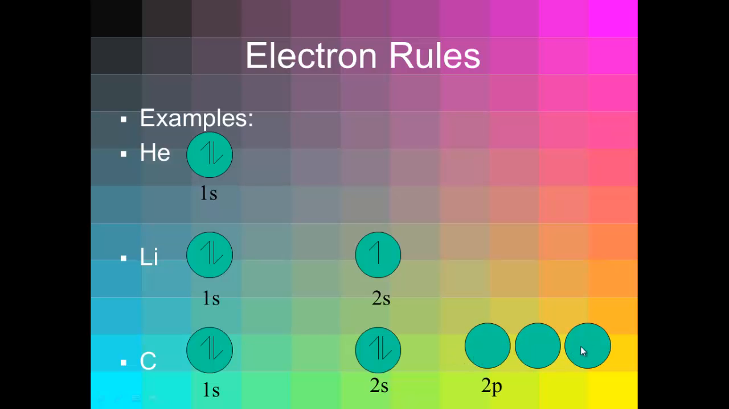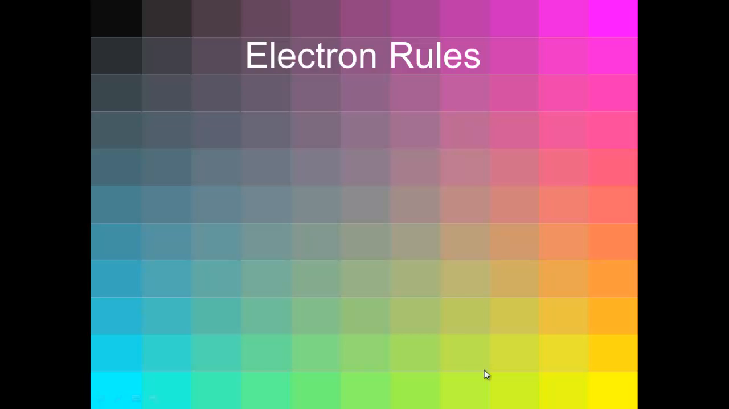Remember, there are 3 houses on P Street, so we have 3 orbitals here. And we need to spread the electrons out before we pair them up. So 1, 2. And this is the orbital diagram. This whole thing here is the orbital diagram for carbon. But you can probably tell that this would get really long really quickly.